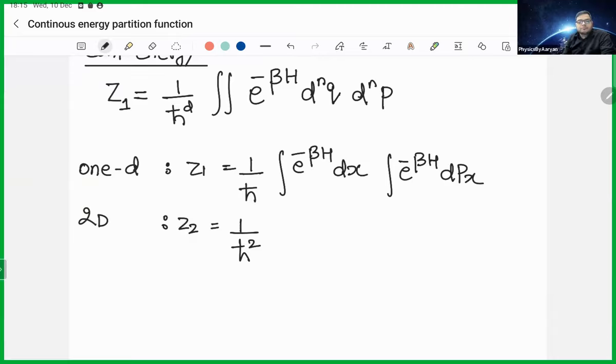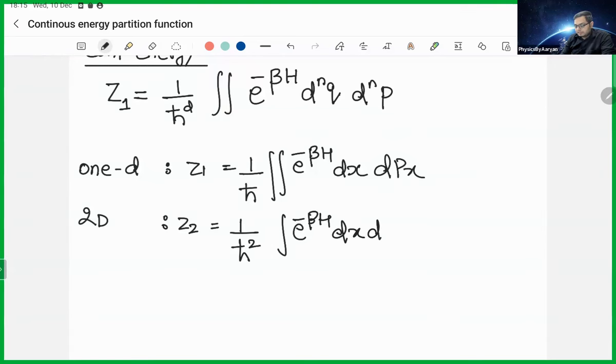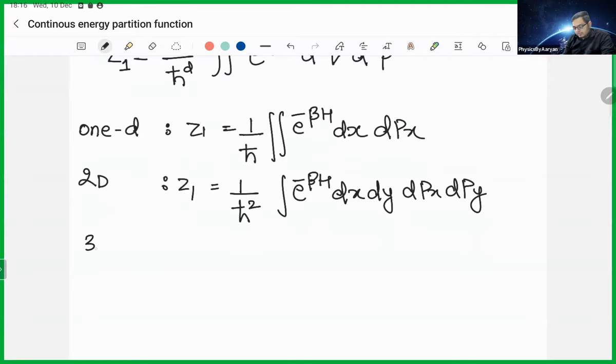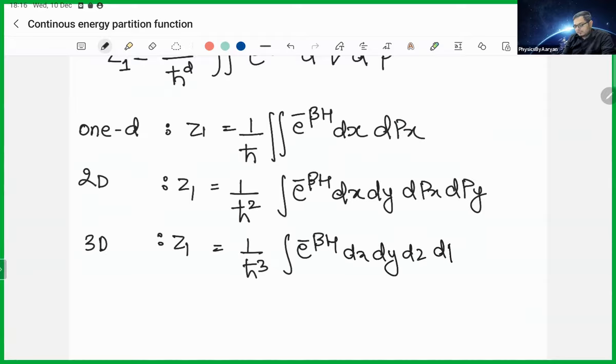1 by h bar square for two dimensions. Now in this case, e to the power minus beta. Basically, I have written e to the minus beta 2h twice, so that is wrong. I only need to write it once. e to the power minus beta h dx into dpx. Similarly, e to the power minus beta h, if it is two dimensions, then you will have dx into dy into dpx into dpy. And now you can easily assume for three dimensions. For three dimensions, you will have e to the power minus beta h dx dy dz dpx dpy dpz.